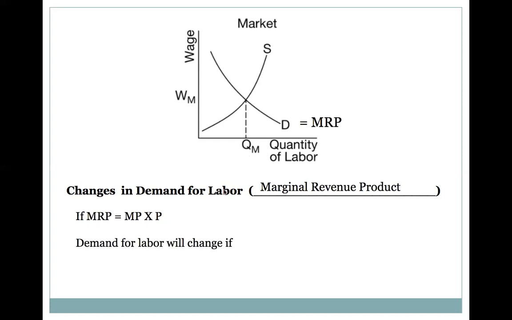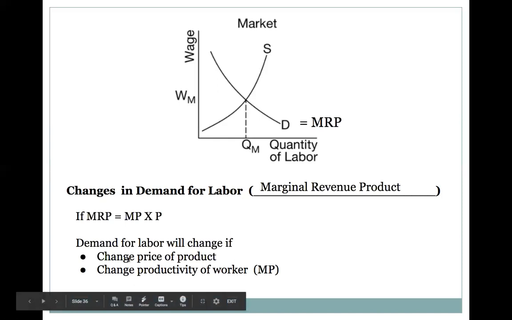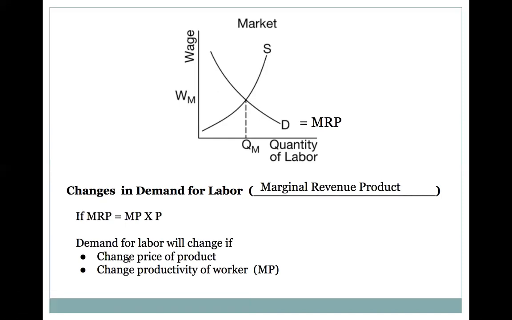So what would cause the demand for labor curve to change? If demand for labor is marginal revenue product, it's pretty straightforward. If price changes, that will change the demand for labor. If the productivity of the worker changes, then that would change the demand for labor. Well, it's mathematical. If our productivity multiplied by the price equals the demand for labor, then if either our productivity changes or the price of the product changes, then the demand for labor changes.